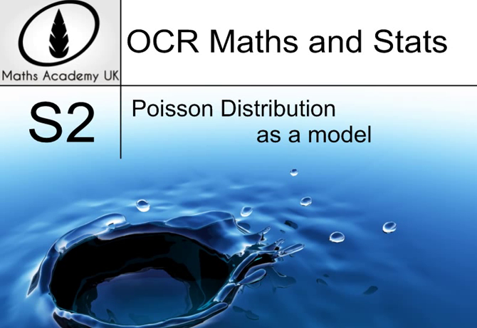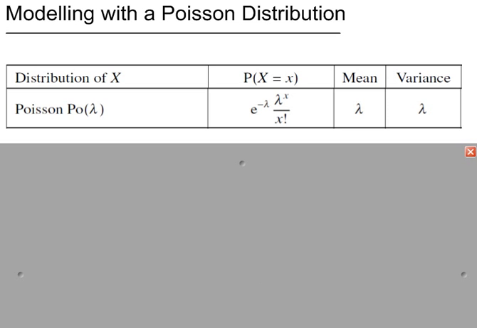Poisson distribution as a model. To use the Poisson distribution as a model, we need a context where the data is discrete and where the mean and the variance in reality are similar. So if we have experimental data, the mean of that data and the variance of that data need to be similar. They don't need to be identical to each other, but they need to be similar.